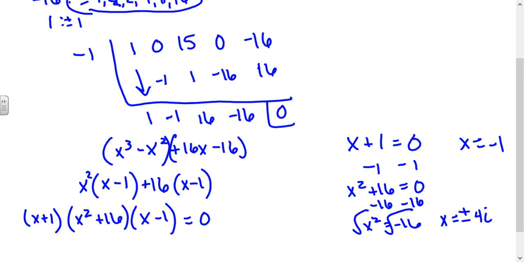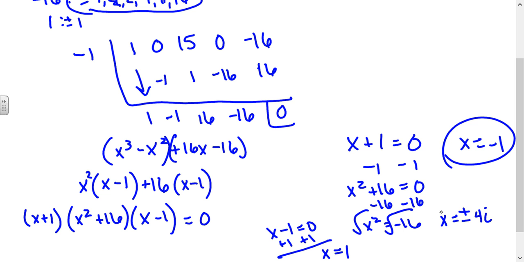Then I have the last part, x minus 1 equals 0. So I would add 1 to both sides, and so I would get x equals 1. So I should have 1, 2, and then this counts as 2. I have positive 4i or negative 4i. So that gives me all 4 of my zeros, both imaginary and real.